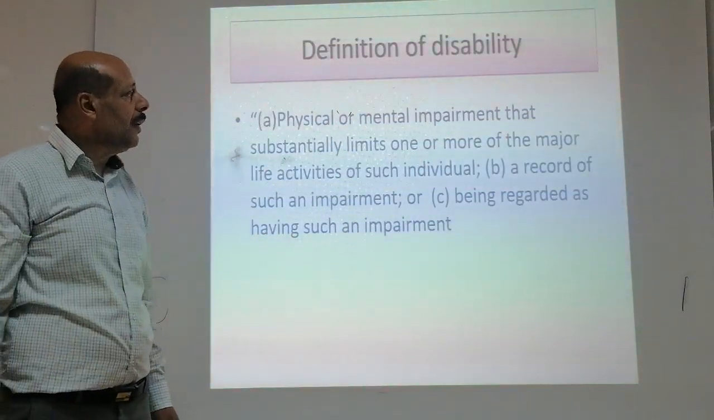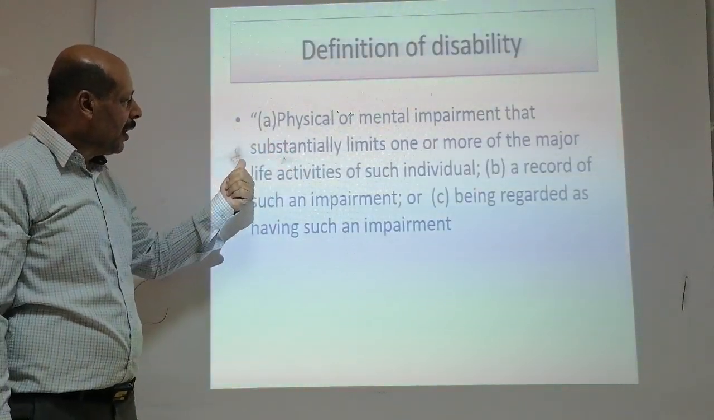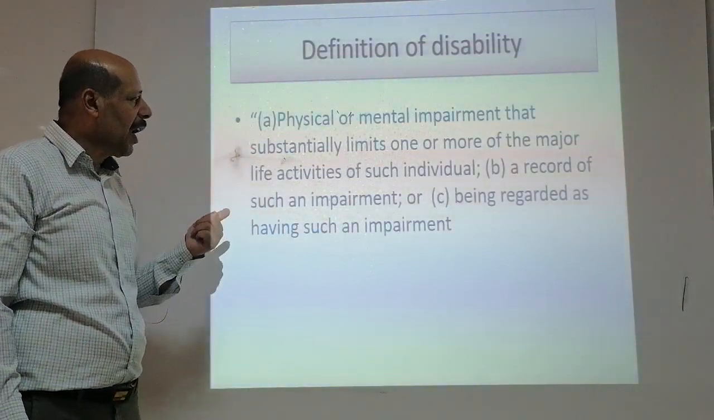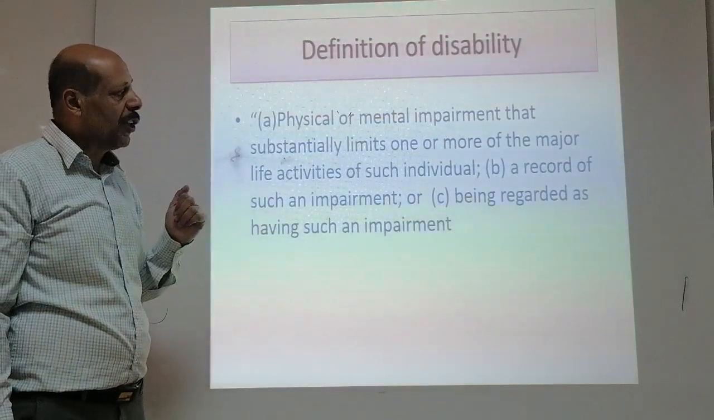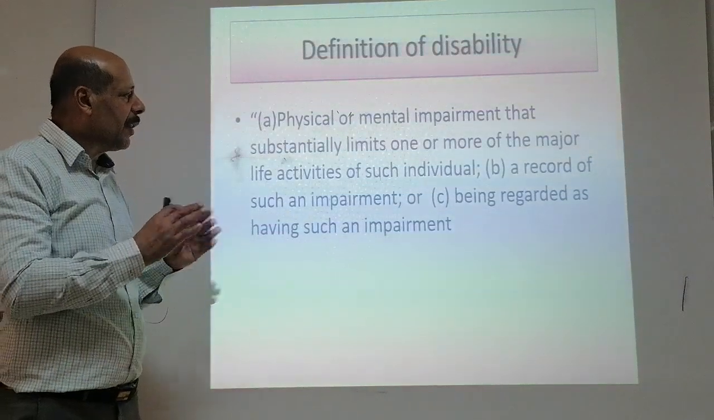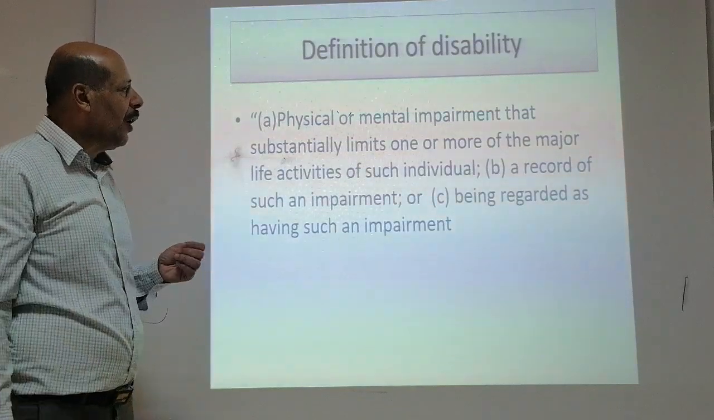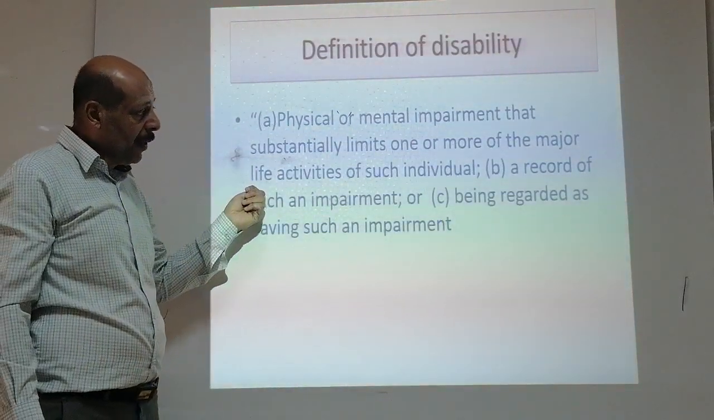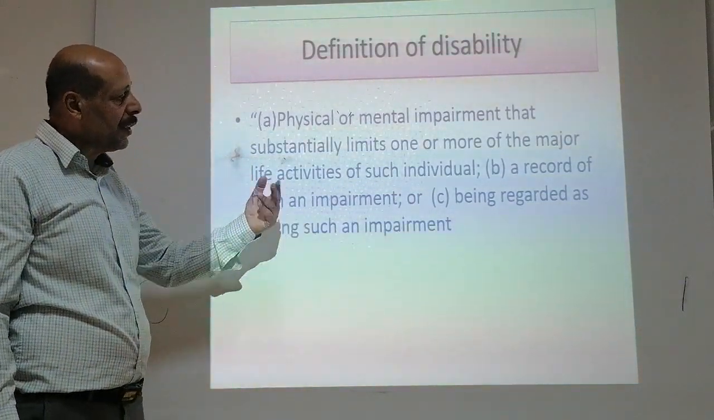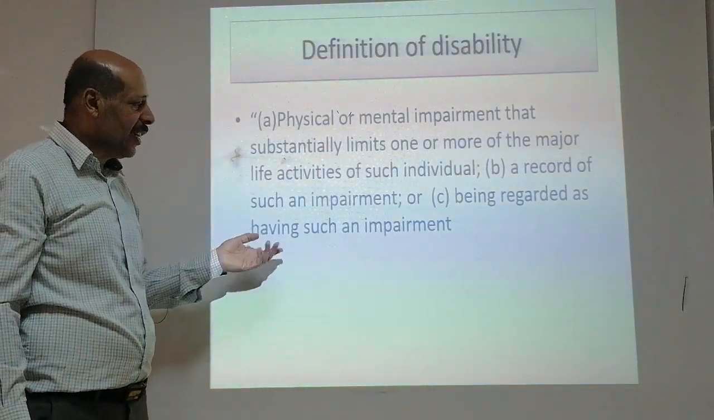The definition of disability: it is a physical or mental impairment that substantially limits one or more of the major life activities of such an individual. So, a physical impairment or mental impairment that leads to limitation of life activities, or being regarded as having such an impact.